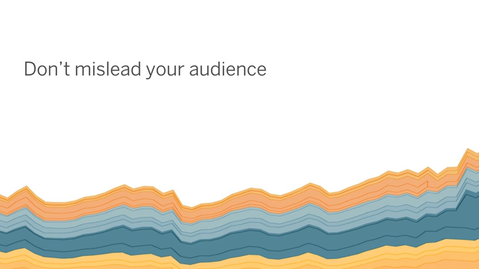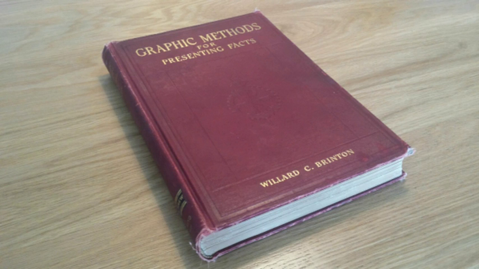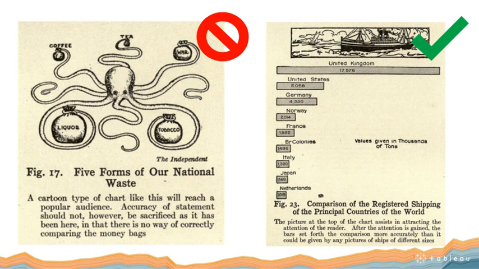This is a picture of a book that Andy Cotgreave, my colleague over in the UK, who works for Tableau, he's our technical evangelist, bought. It's by an author that time almost forgot. Willard Brinton was an author in the early 20th century. So this book is about 100 years old now, called Graphic Methods for Presenting Facts. And in it, Brinton talks about how you can show information in a way that's actually very confusing, like the one on the left-hand side.